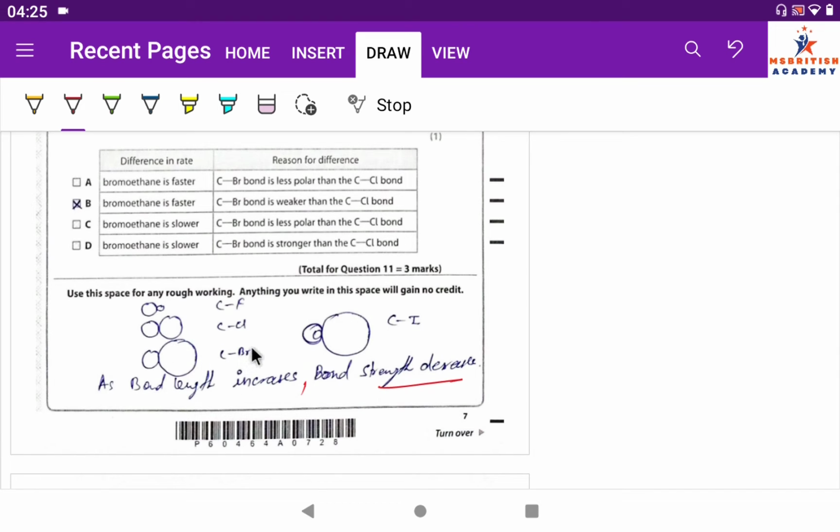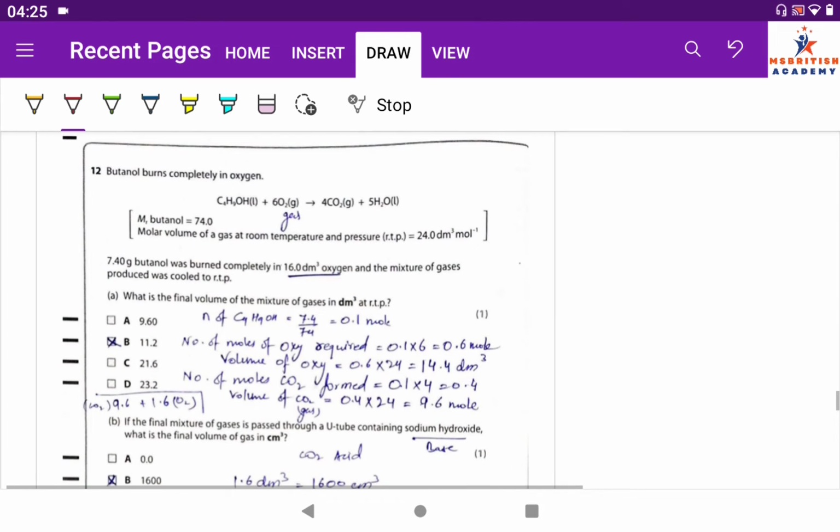The bond length of C-Br is greater than that of C-Cl, so it is a weaker bond. If it is weaker, it is easier to break, and if it breaks easily, the reaction will be faster. So B is the correct answer.